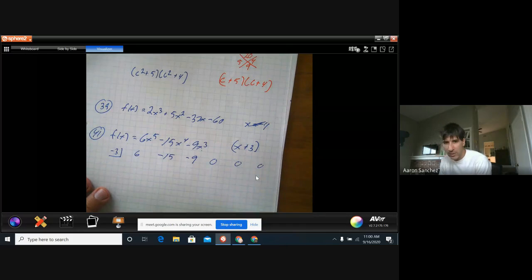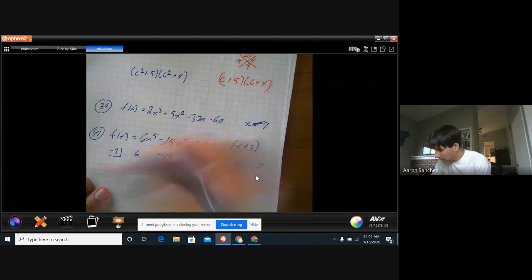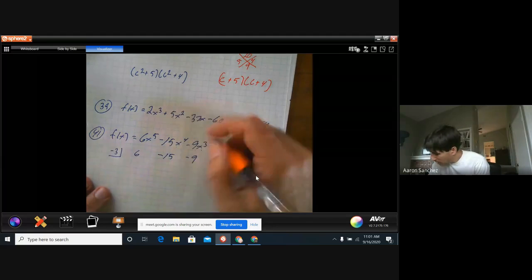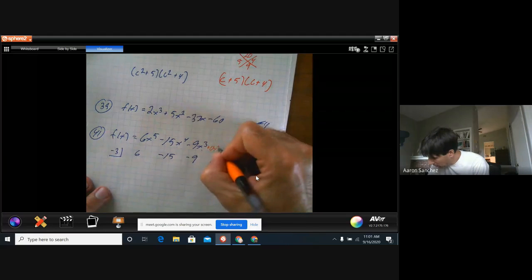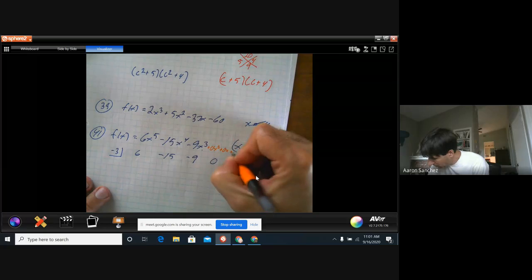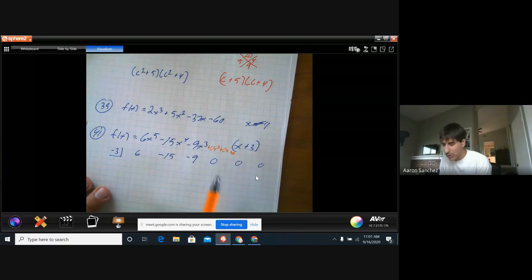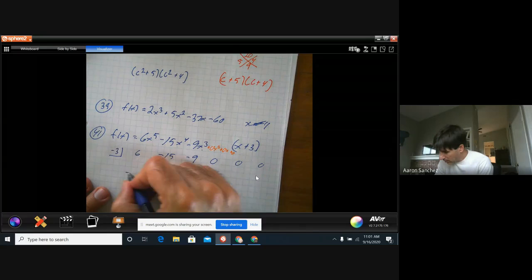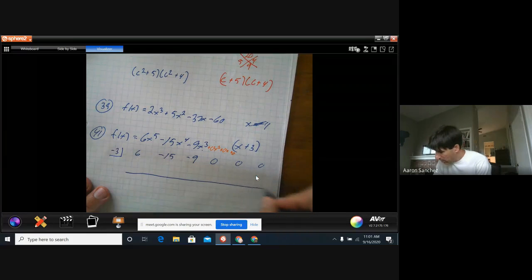So I have to have my zeros because in order to do synthetic division, I need x to the 5th, x to the 4th, x to the 3rd. If I were to rewrite it, it would be plus 0x squared plus 0x plus 0. You need your number too. You need all those. And then you just do your synthetic division. If you end up with 0 here, it's factorable. If not, then it's not.